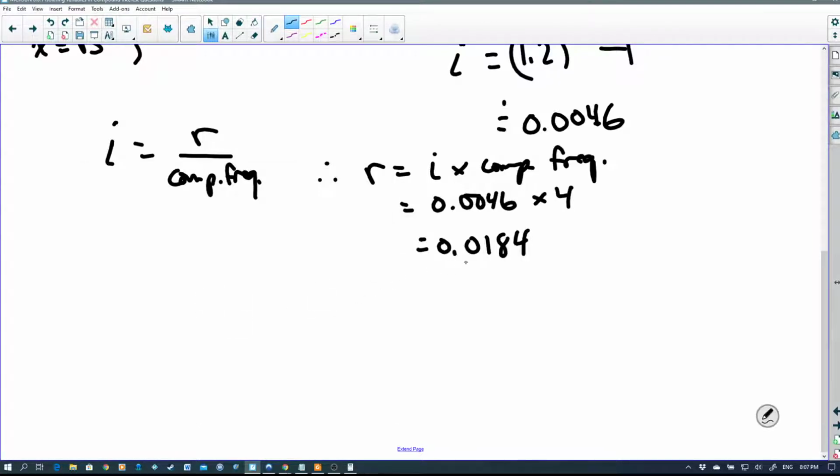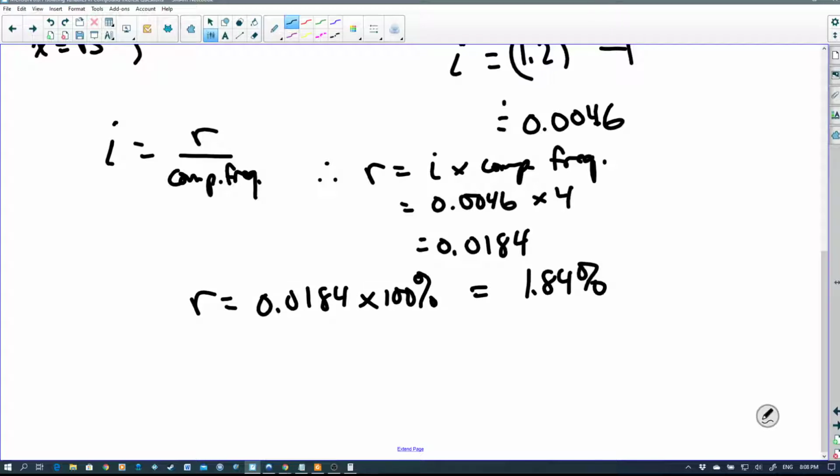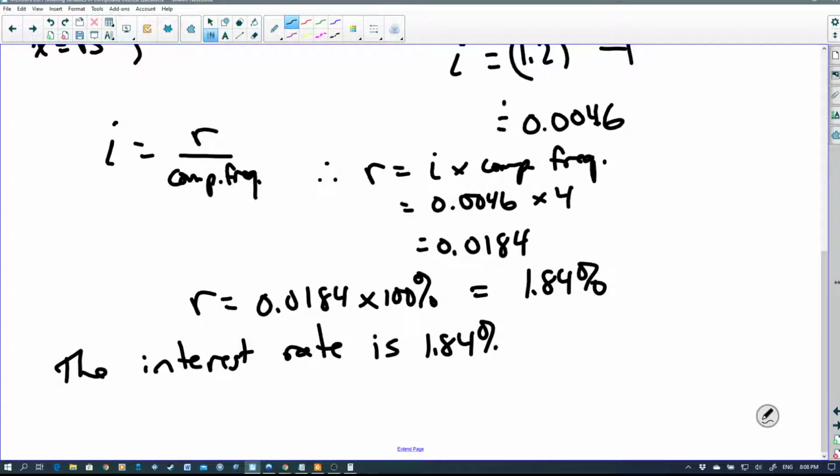However, we usually write the rate as a percentage. So if I take 0.0184 and multiply it by 100%, that's going to give me 1.84%. And the interest rate that we were looking for is 1.84%.